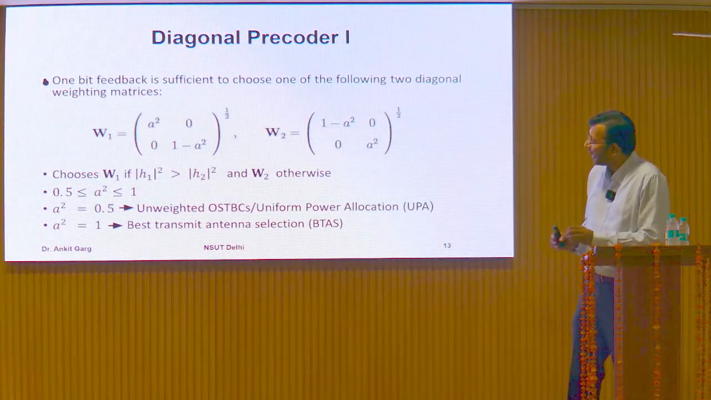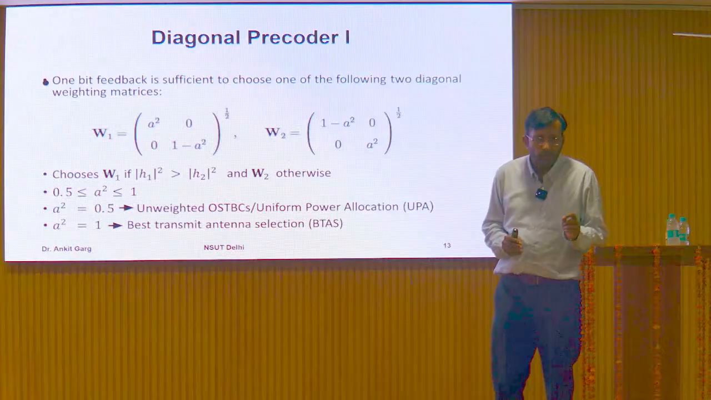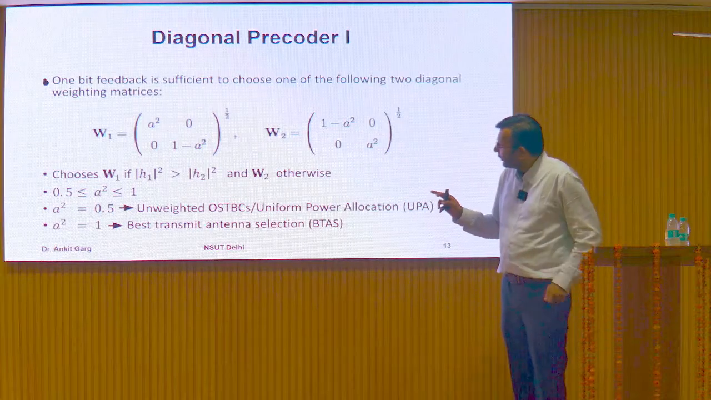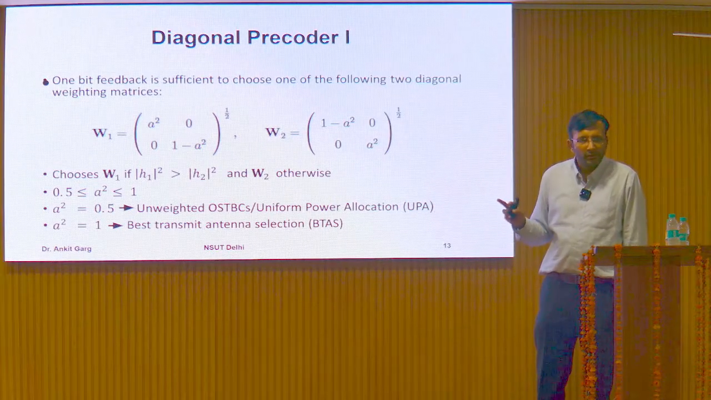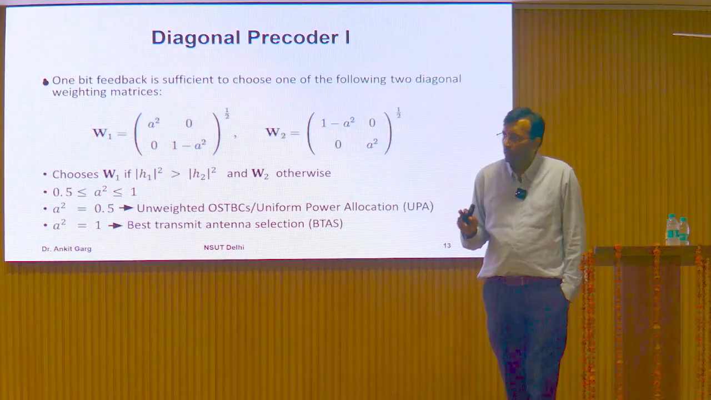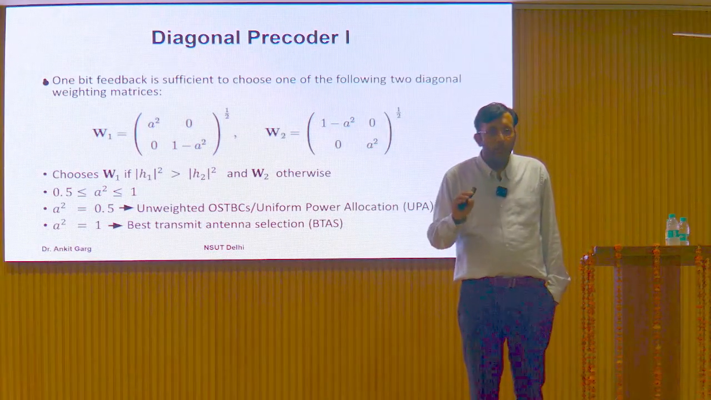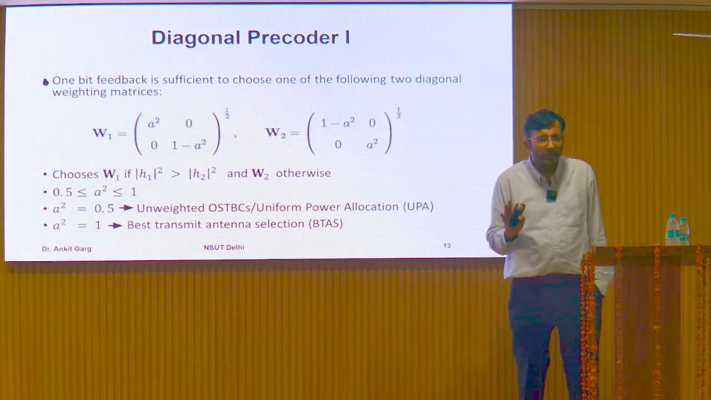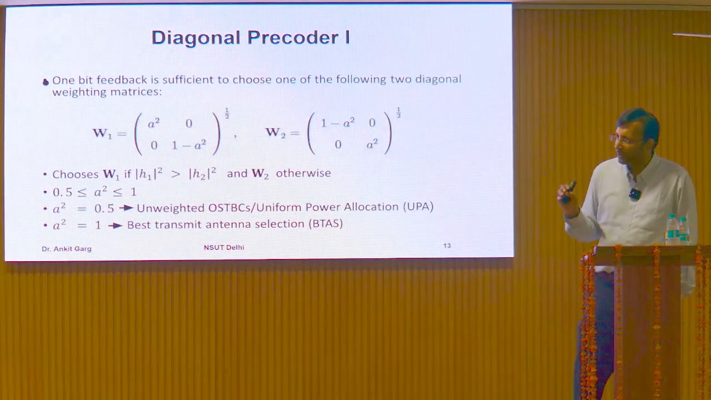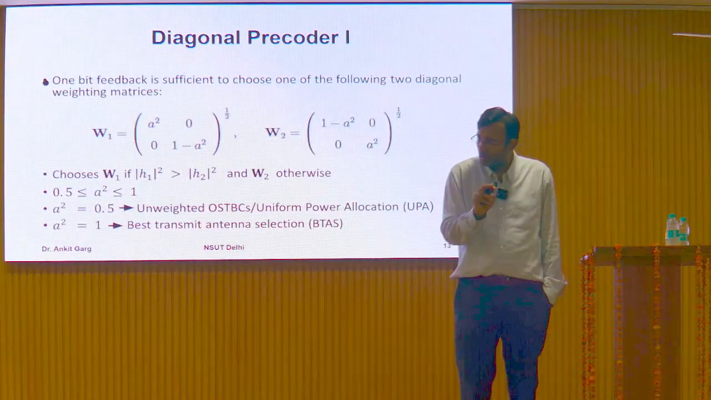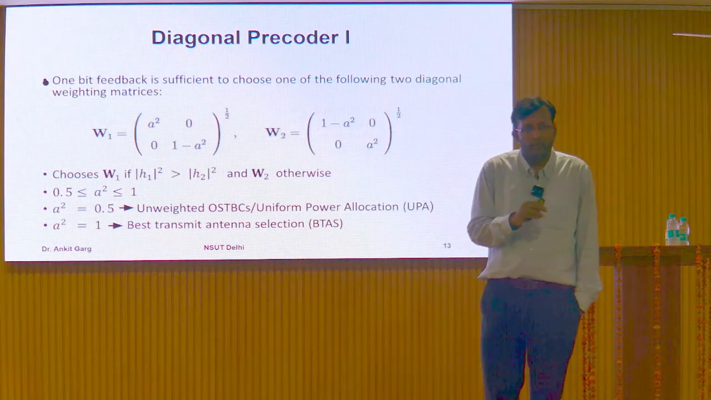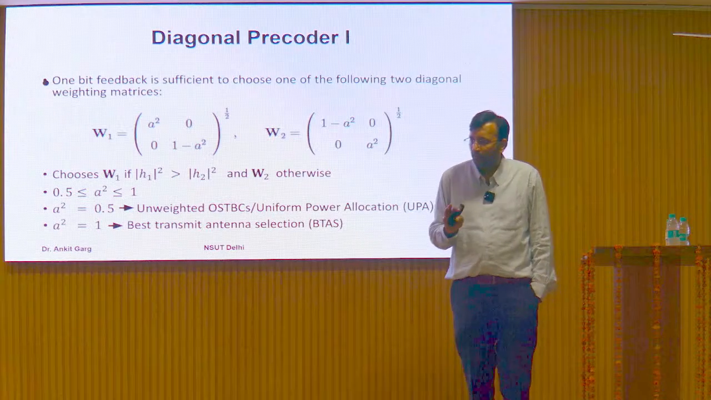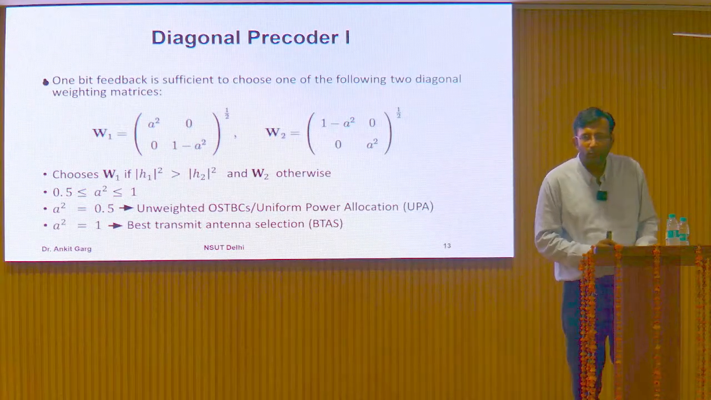If I choose a square as 1, it means I'm going to allocate the whole power to the single antenna, isn't it? This W1 would become 1, 0, 0, 0 if we choose a square as 1, right? So it means the whole power is going to be allocated to the H1, right? What do you think? Is it the best thing or not? Once we have feedback information through which we select W1, can we always select a square equals to 1?